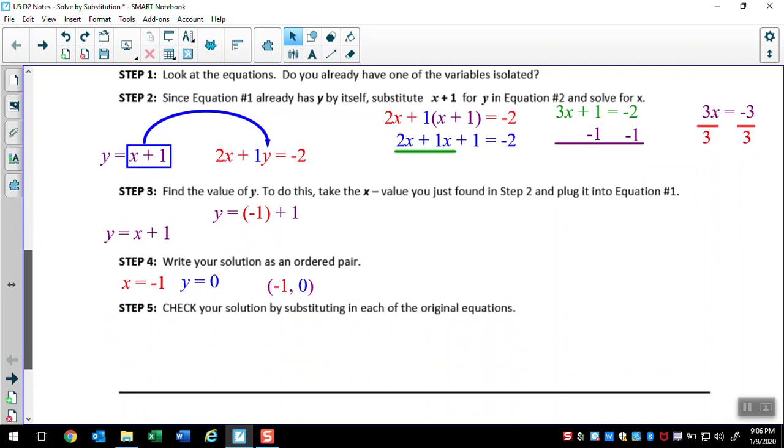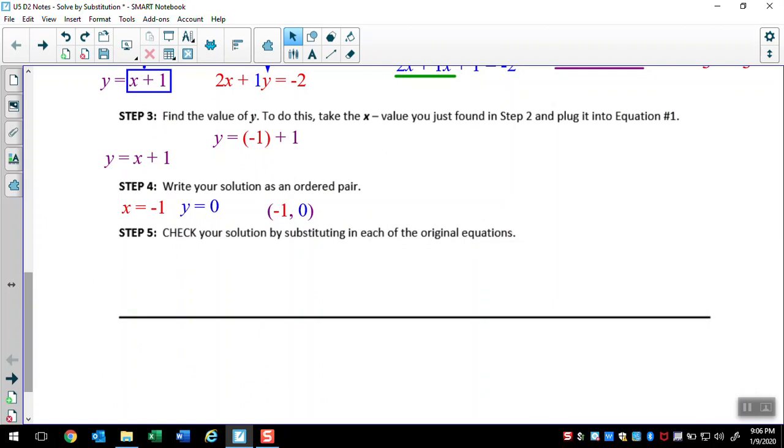Alright, so now let's check our solution. How can we check that? Well, we're going to take those two equations and we're going to substitute this ordered pair into both of them just to make sure that it does work. So I'm going to start with the y equals x plus 1. My y is 0, my x is -1. And then I'm going to check, does -1 plus 1 actually equal 0? And it does. They equal each other, so that ordered pair works for this first equation.